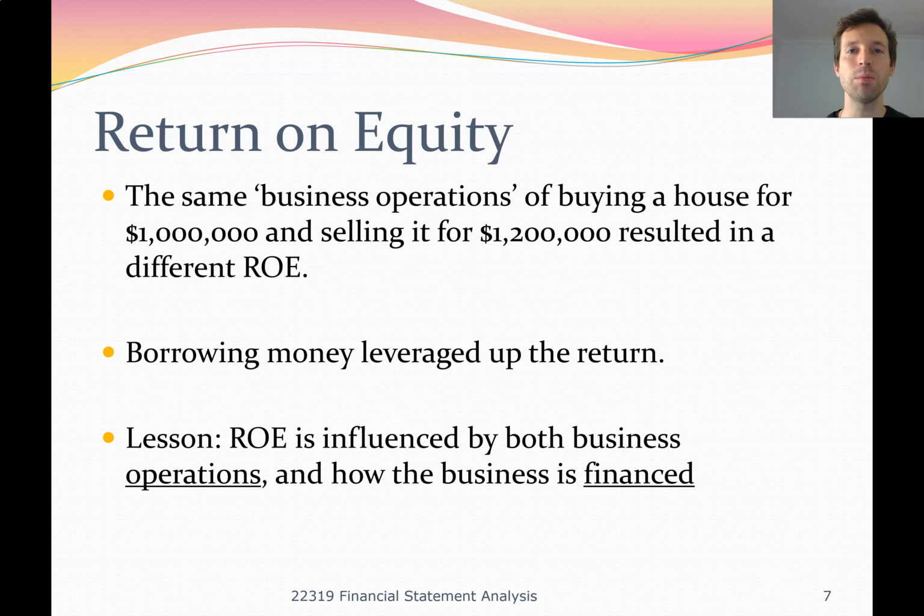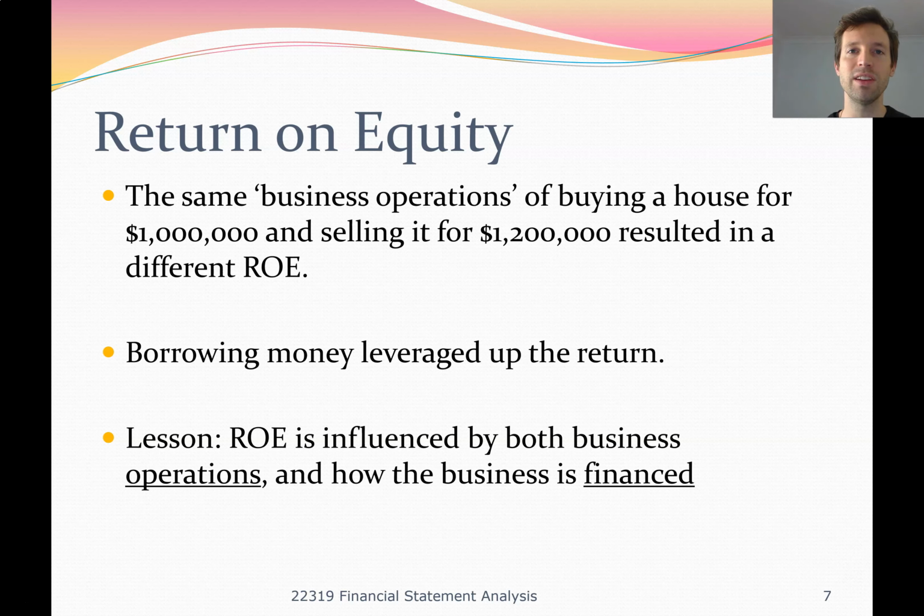So even though I had the same operations of buying and selling that house and selling it for $200,000 more than I purchased it for, the financing decision, that is how much we borrowed versus how much equity we used, resulted in a different return on equity calculation. This is called leverage. As you borrow money to invest into your business, you can lever up your returns. On the downside, if the value of the house decreased, I would have levered up my losses. I would have lost more money than if I didn't borrow.